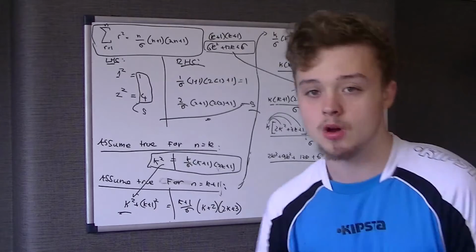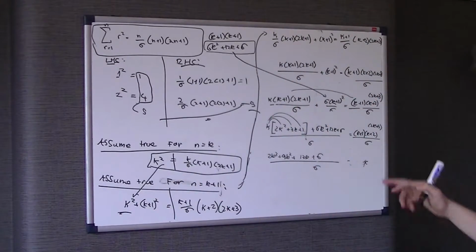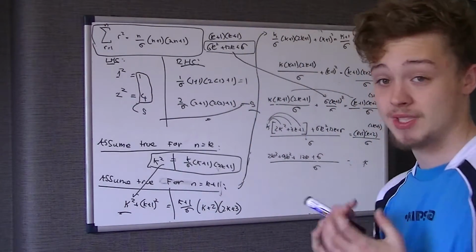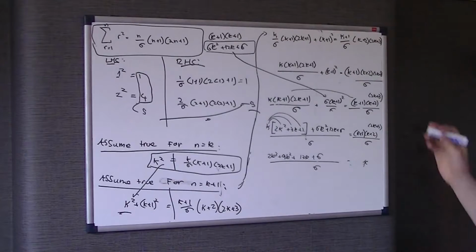Now you can't just say, oh well, it's equal to each other, so there we are, we've solved it. Well, we haven't. We haven't proved that 2k cubed plus 9k squared plus 13k plus 6 is equal to that factorised form on the right hand side there. Now, we should know because we've kind of proved it here already.